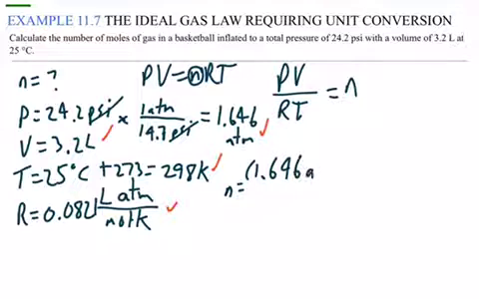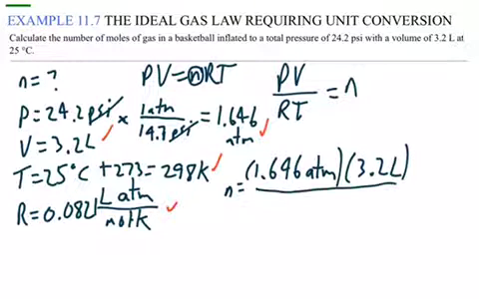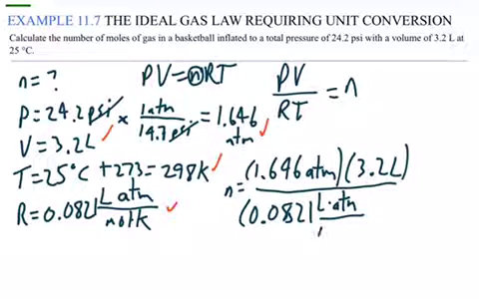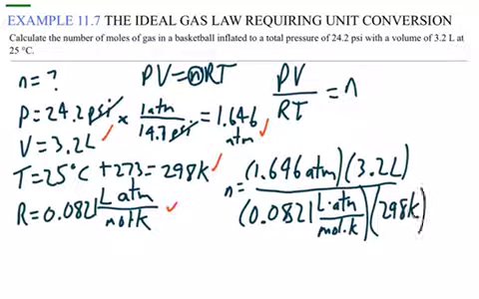1.646 ATMs times 3.2 liters. That'll be your top. We'll multiply those in a second. The bottom will be 0.0821, and the units, that one has a lot of units, so let's write them in here, get you used to canceling out units. Liter atmosphere over mole Kelvin, and then your temperature is 298 Kelvin.